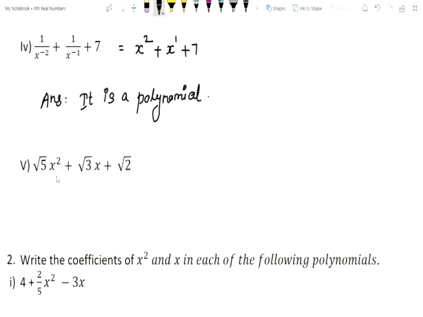See the next one here. Power of the variable is 2. Here the power of the variable is 1. So the power is positive. It is a whole number. So it is a polynomial.